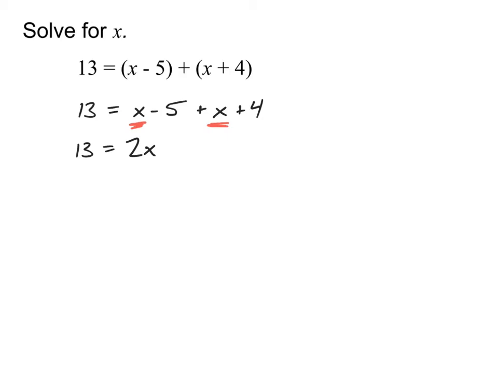All right, now I look at the numbers. I have a -5 and I have a +4. Okay, let's combine those. What is -5 plus 4? That'd be a -1.